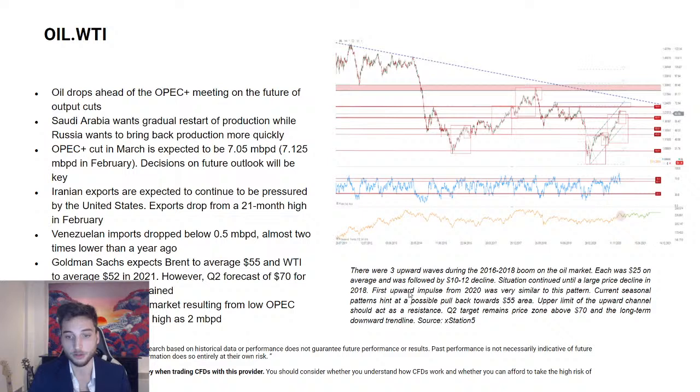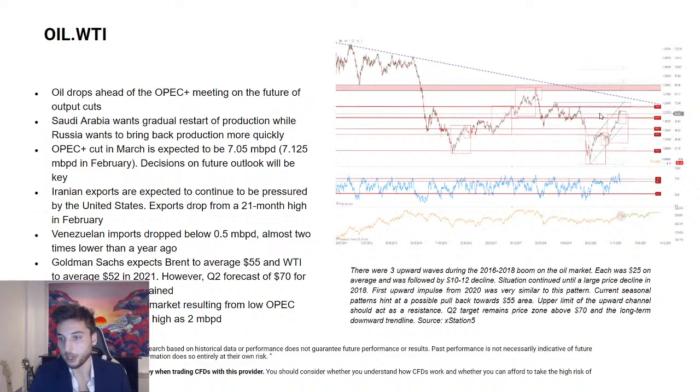Each was $25 on average and was followed by a $10 to $12 decline, which is something a lot of people don't seem to pay attention to, which is the fact that nothing goes in a straight line forever. Sometimes things need to retrace and then they continue, or sometimes it could be a retracement and then a pullback. But as you can see, 3 times in a row, usually at a gain of $25 with a pullback of $12, so about half. The situation continued until a large price decline in 2018. The first upward impulse from 2020 was very similar to this pattern, as you can see for 1, 2.